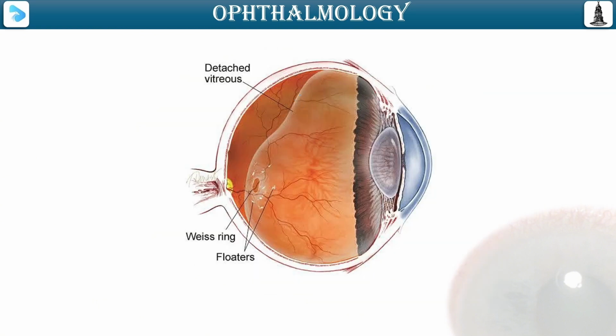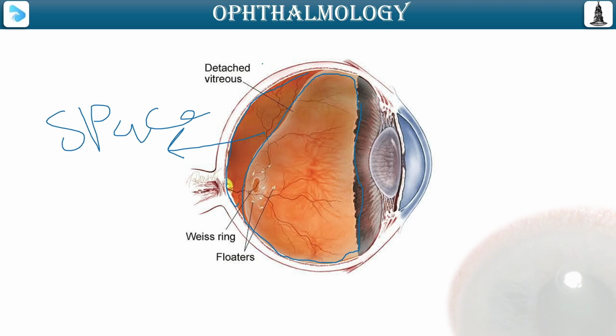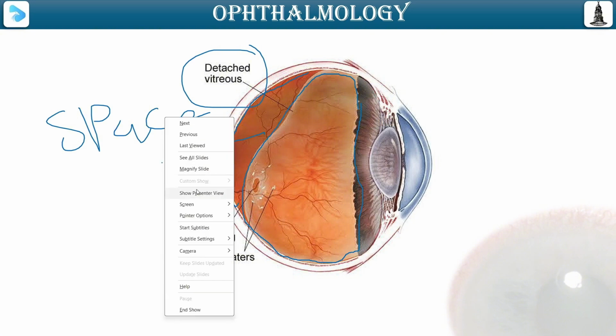If you look at this picture here, you would see that the vitreous body was injured. There's a vitreous detachment from the retina. This is the retina here, and now there's a space here. So this is a detached vitreous. I think this slide will show you the vitreous body in a very clear way.